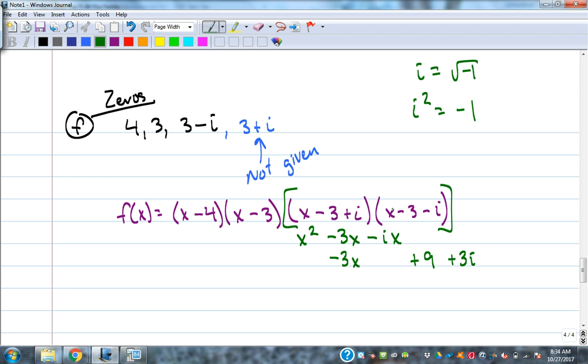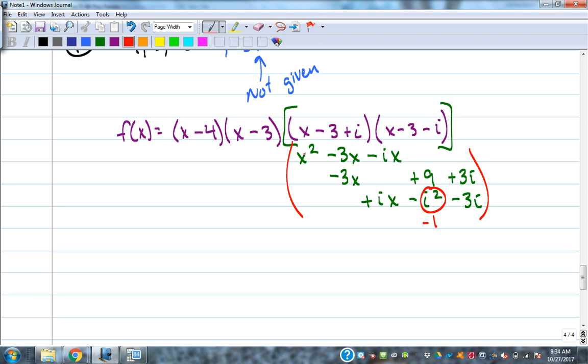And then i times x is positive ix. And then i times -3 is -3i. And then positive i times negative i is negative i squared. What we've got to know is that when we do that, i squared is really -1. So it makes it a like term with that 9. Okay.